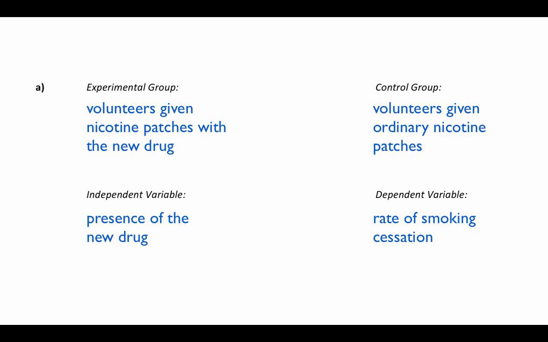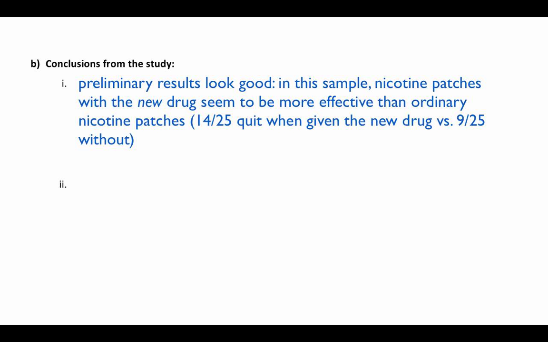So we're making the hypothesis that the presence of the new drug should cause an increase in the rate of smoking cessation. We're hoping that it will cause more people to quit smoking. Okay, so conclusions. What can we conclude from this study? First of all, the preliminary results look good. We're going to talk about what looking good means as far as statistics go in a minute. But basically, all we can say at this point is in this sample, nicotine patches with the new drug seem to be more effective than ordinary nicotine patches. That's because 14 out of 25 quit when they had the new drug, 9 out of 25 quit without the new drug.